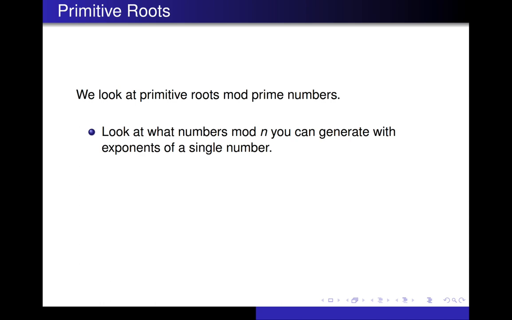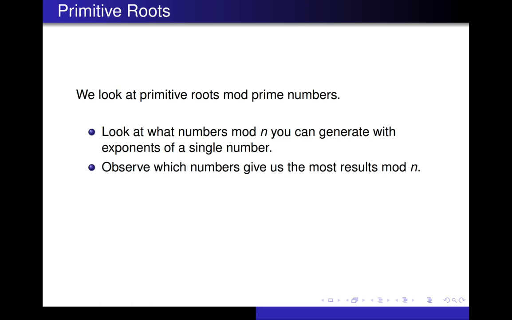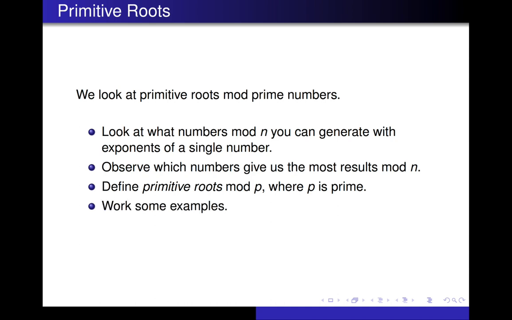Okay, we've got a couple more cryptography topics coming up, but before we can do those, we've got to do a little bit of math first to support them. In particular, we are going to be looking at primitive roots mod prime numbers. The first thing we're going to do is look at what kind of numbers mod n you can get just by taking exponents of a single number. So you take a single number, look at different exponents, and see what kind of numbers mod n you get from that. We're then going to observe which numbers give us the most results mod n. That will lead us to the definition of primitive roots mod p, where p is a prime. And then we're going to work some examples.